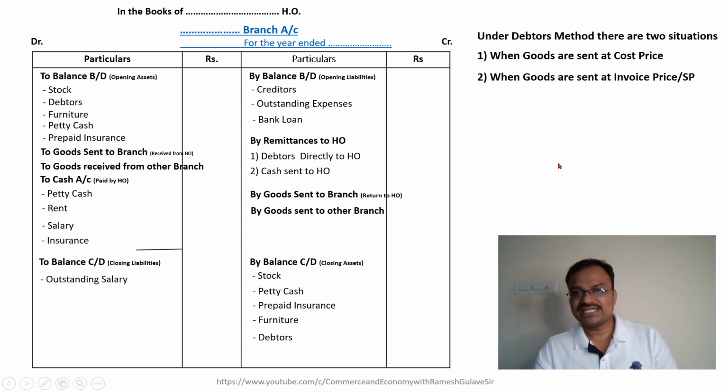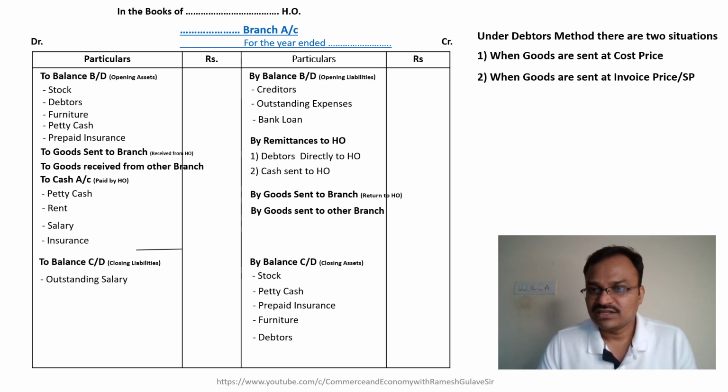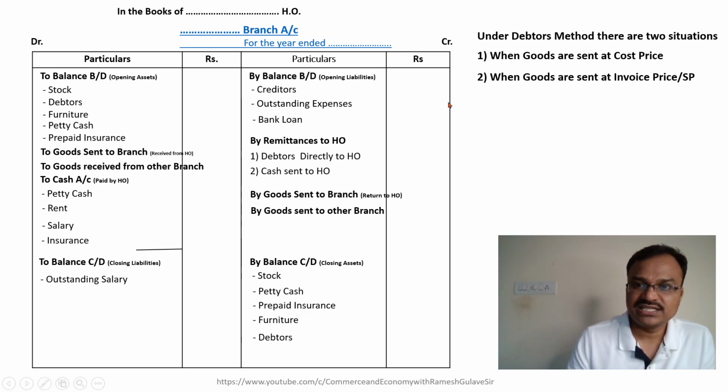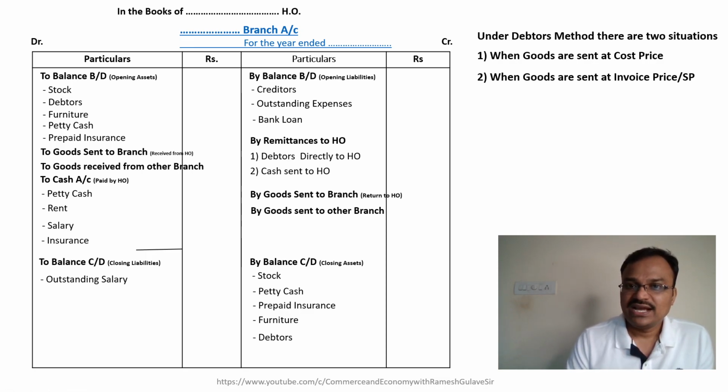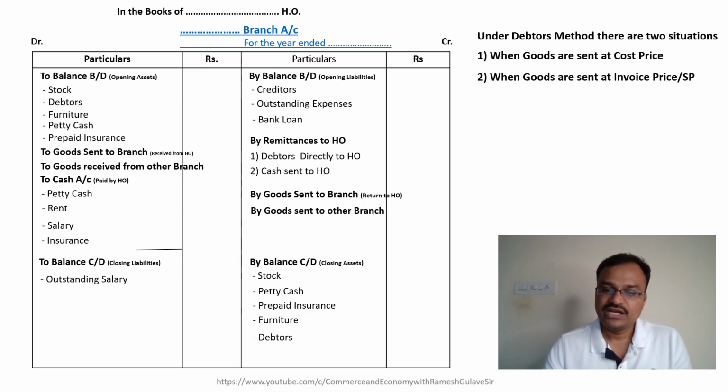Then the second situation is when goods are sent at invoice price or selling price to the branch. It means the amount of goods sent is at selling price, which includes the profit, right? And in this second situation, the profit on the goods is included in that price, and in order to ascertain the exact profit or loss of the branch, it is necessary to find out the amount of profit in goods and to give effect to that profit accordingly, which is known as the loading basically.